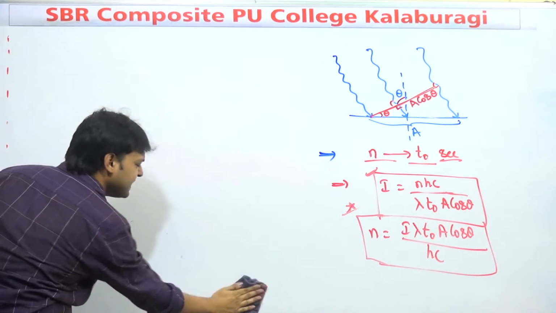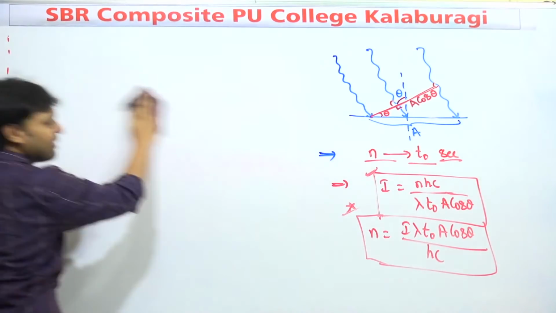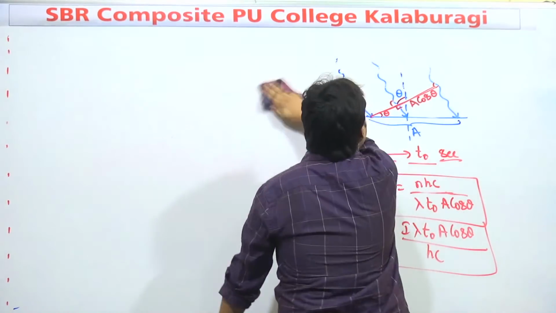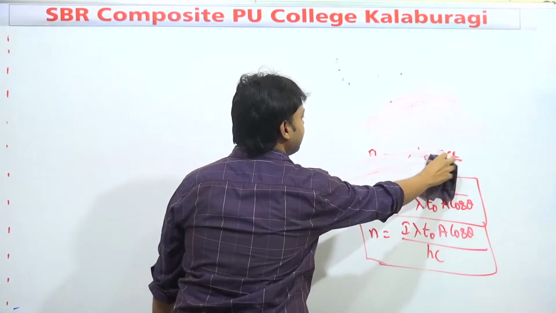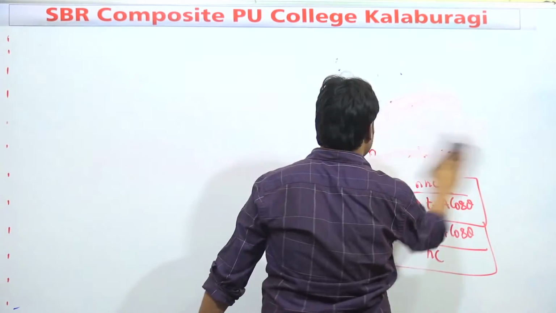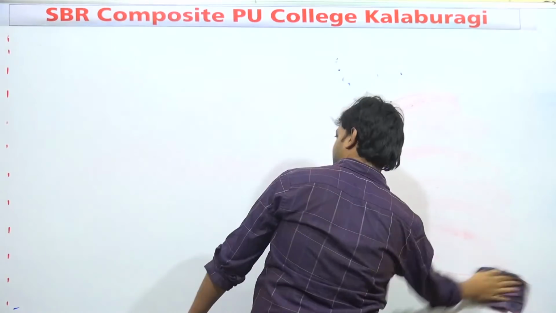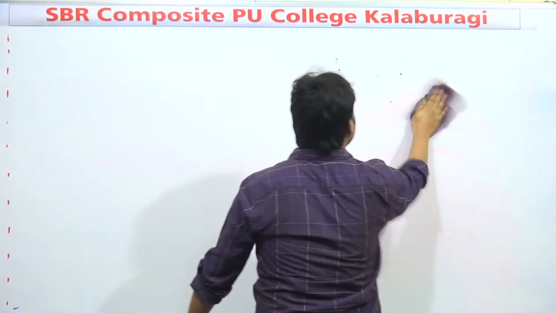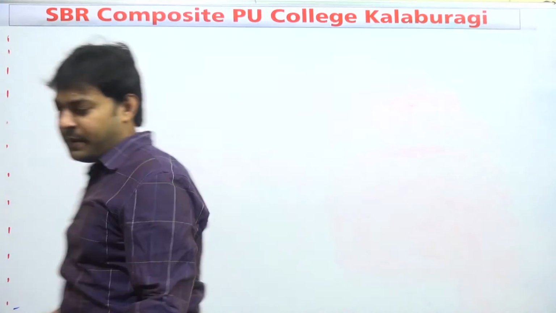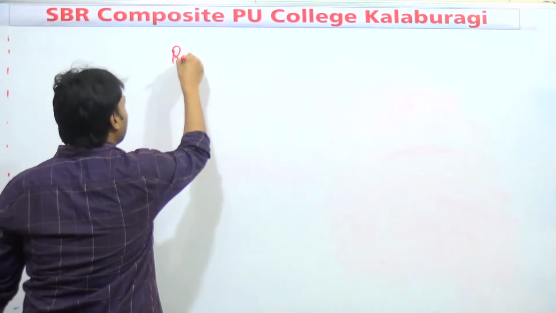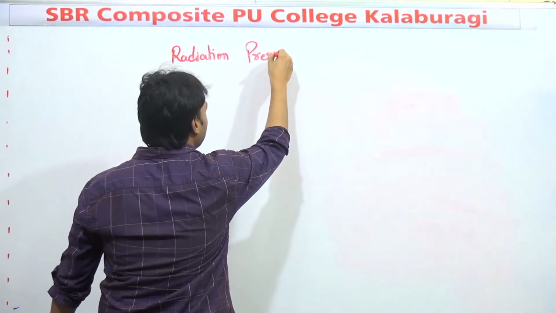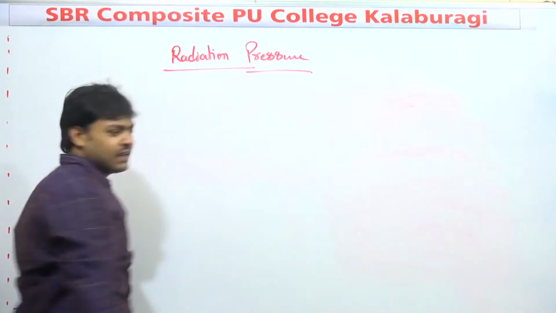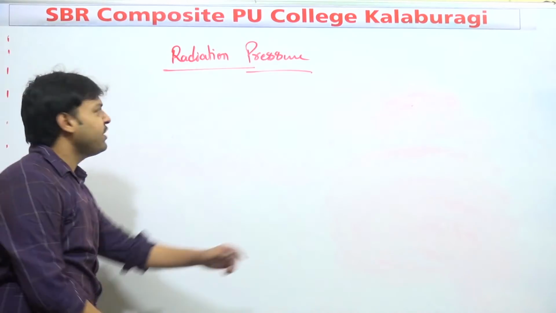Next, there is a small topic called radiation pressure. We'll see that, and we'll go to photoelectric. Okay, the next topic is radiation pressure. So what do you mean by radiation pressure?